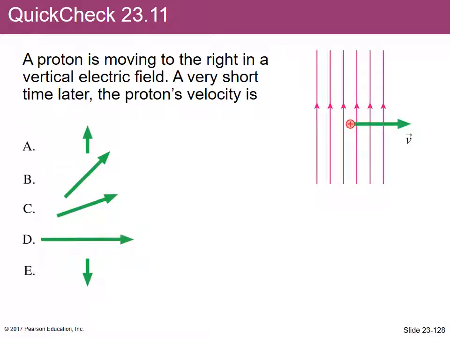A proton is moving to the right in a vertical electric field. A very short time later, what is the proton's velocity? The answer is C. The acceleration is in the direction of the electric field. The horizontal velocity must remain the same since there is no force acting in the horizontal direction.